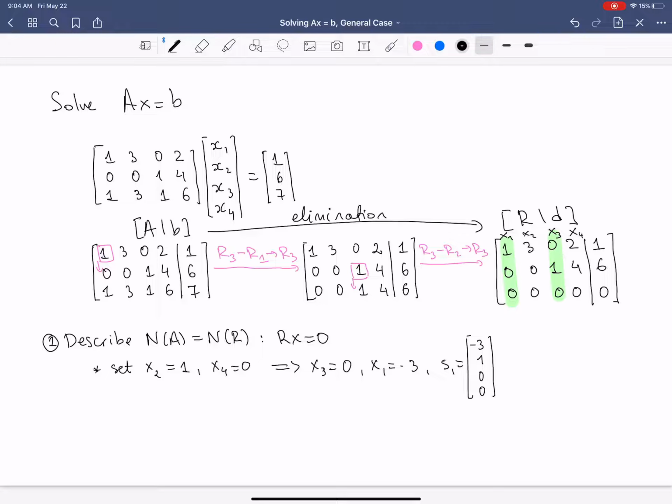And then let's find the other non-trivial solution. We're going to set x2 to 0 and x4 to 1. And then we're going to do back substitution to find first x3. So focus on the second equation. You see x1 and x2 don't play a role because their coefficients are zeros. So here we have x3 times 1 plus 4 times x4, but x4 is 1, so this really is x3 plus 4 needs to be 0, which means x3 should be negative 4.